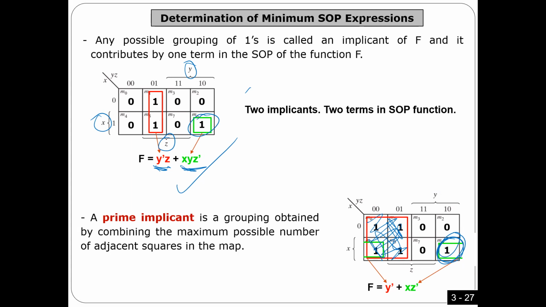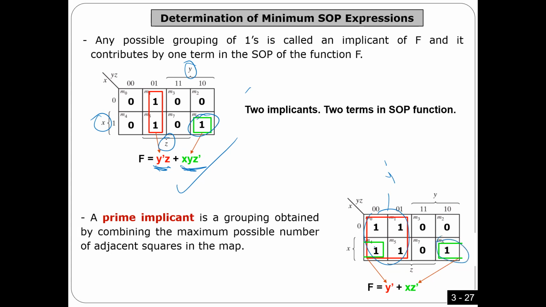So yes, you minimize the number of groups, but you didn't maximize the size of this group because you can take this one to this one to make it bigger. And that's what I did. So here I can take these 4 together as one group. And this 4 is going to give you y prime, as you see here.